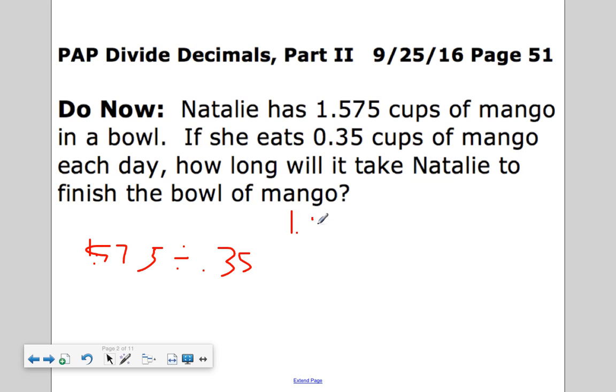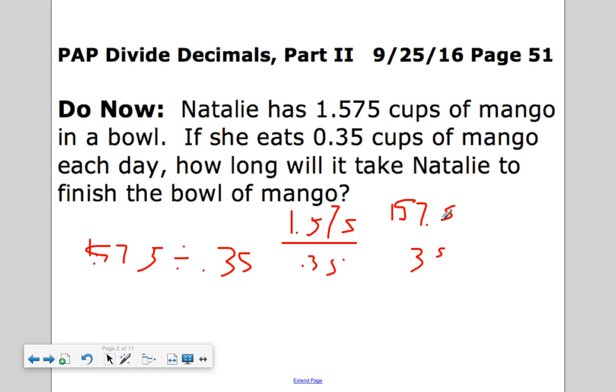I don't know about you, but I'm going to rewrite this in fractional form. How can I turn this divisor 3,500 into a whole number? I move the decimal. Oh, that's a shortcut. Yes, all right, fine. Move your shortcut. You move the decimal 2 over. That means I have to move this decimal 2 over.